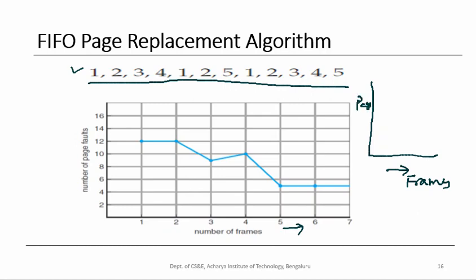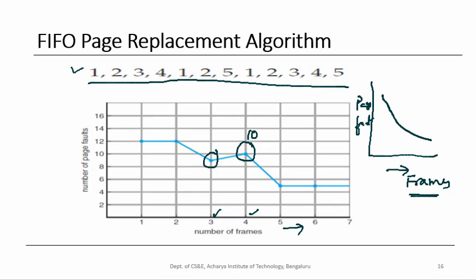Number of page faults should come down. This has to be a graph something like this. Why? Because as the number of frames increases, more pages could be kept in the main memory and page faults will be less. But if you look at this graph here, when the number of frames increased from 3 to 4, the number of page faults has also increased. It has increased from 9 to 10.